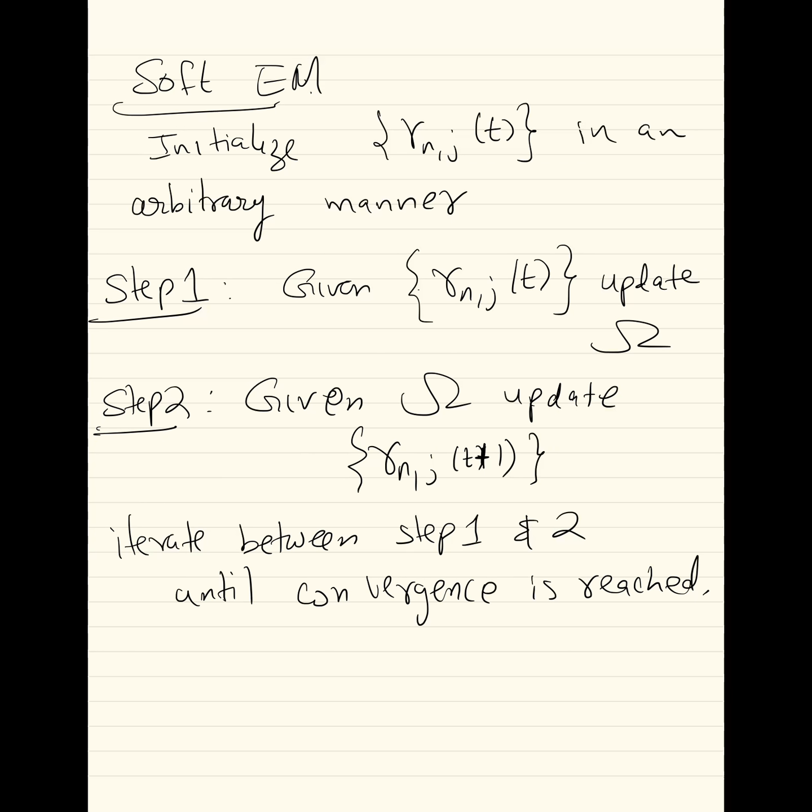Did you just say local, not global? They'll converge to local. This will always converge to a local optimum. You will never converge to global. None of these algorithms converge to the global optimum because the loss function is non-convex.